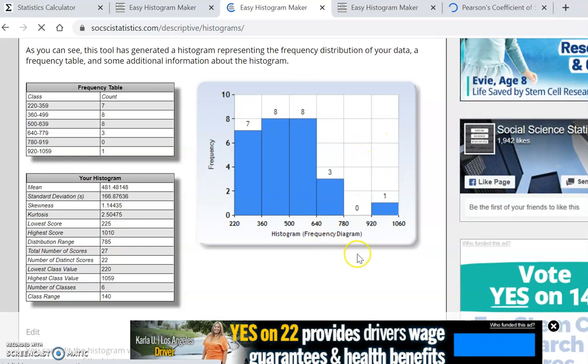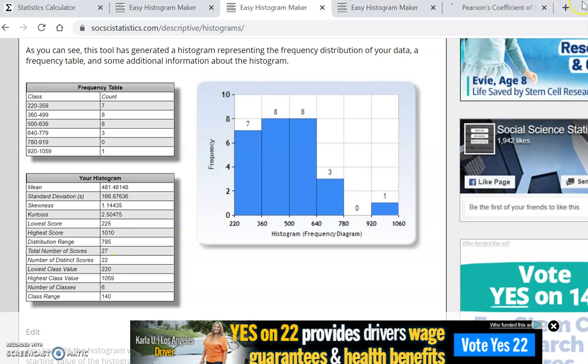So you look at this and you say, well, I don't think that's very normal. I've got all this stuff over here, right? So for problem 33, you'd say it's not normal. It's not bell-shaped.